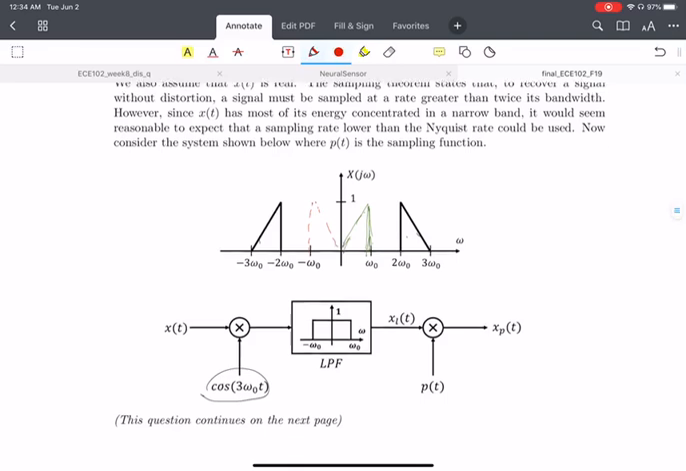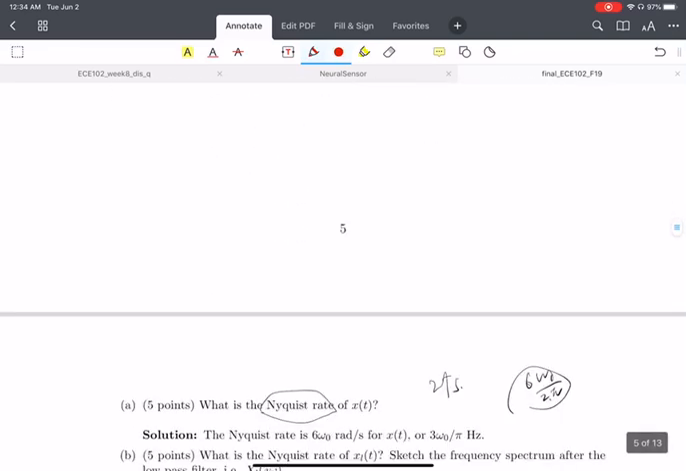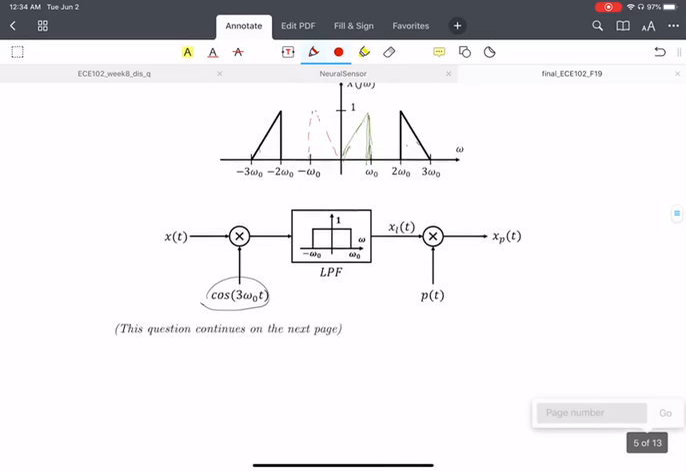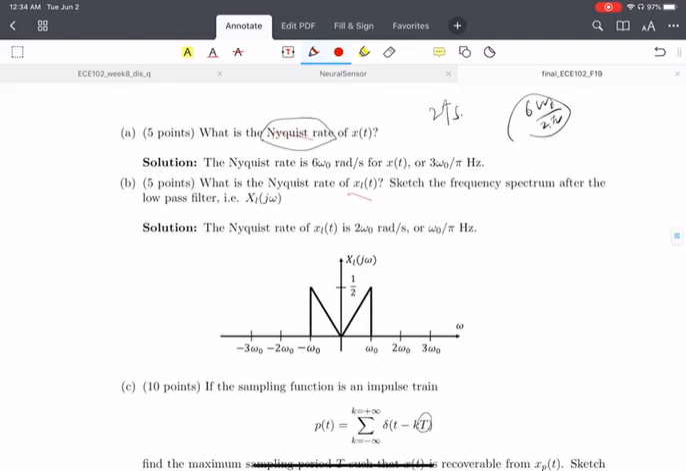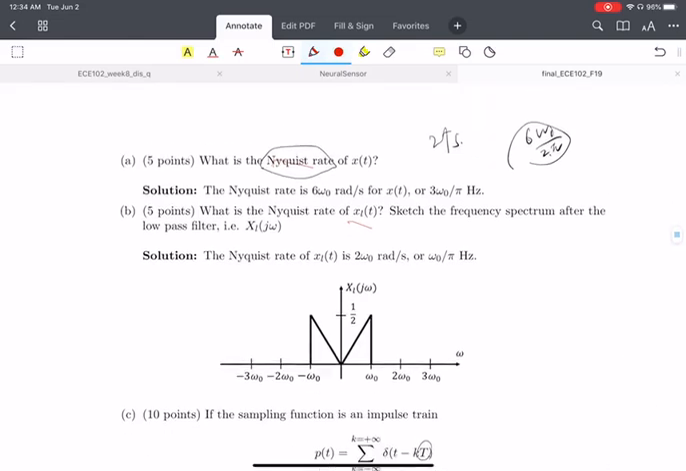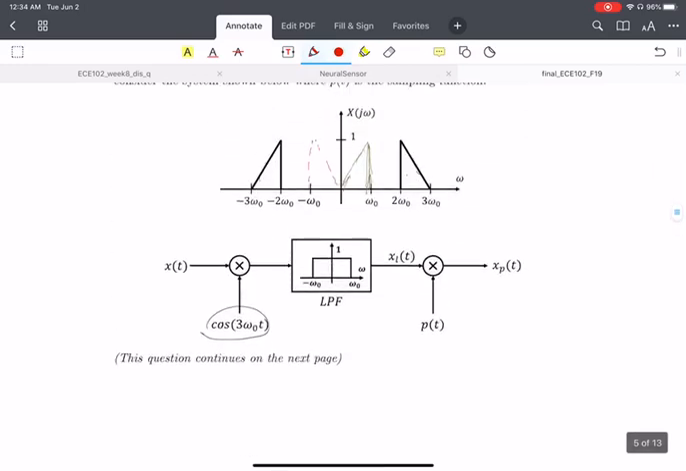So we have, it asks you to determine the Nyquist rate of x(t) and xl(t). I think these questions are quite simple, so I will not go through it. Let's just talk about the sampling and the modulation.